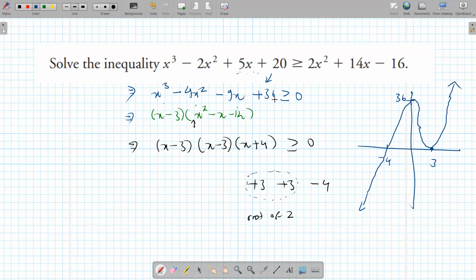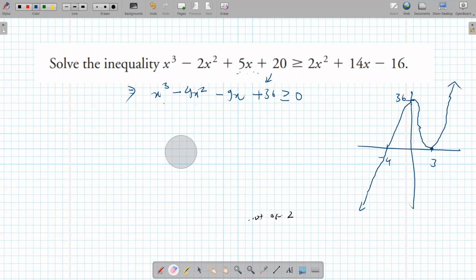Now, what do they want? They want greater than or equal to 0. That means, again, that's just a fancy way of saying positive. For which x values is this graph positive?